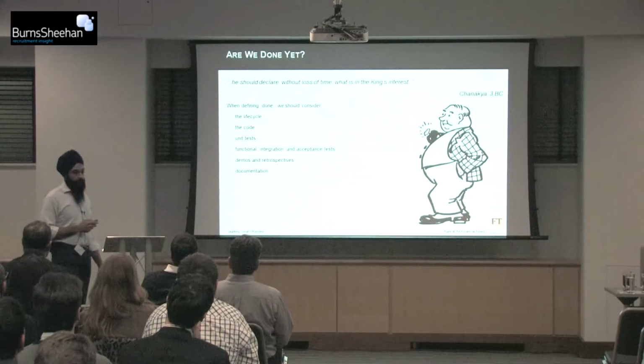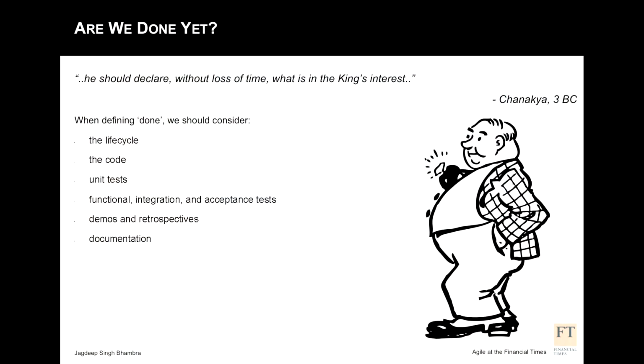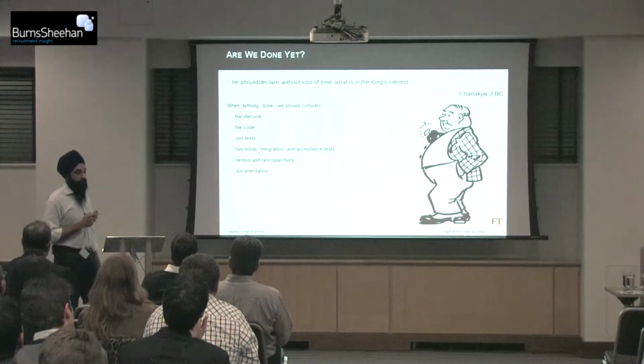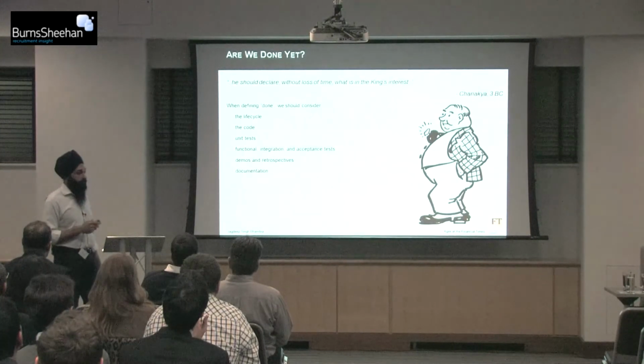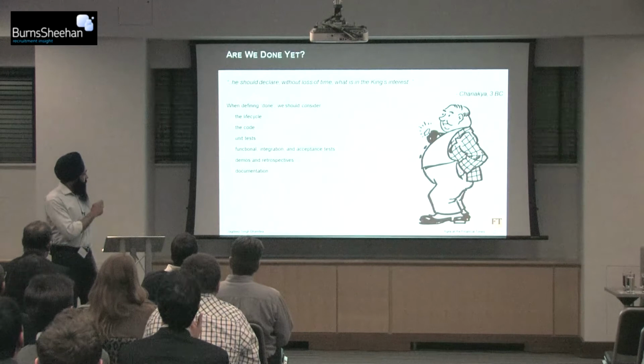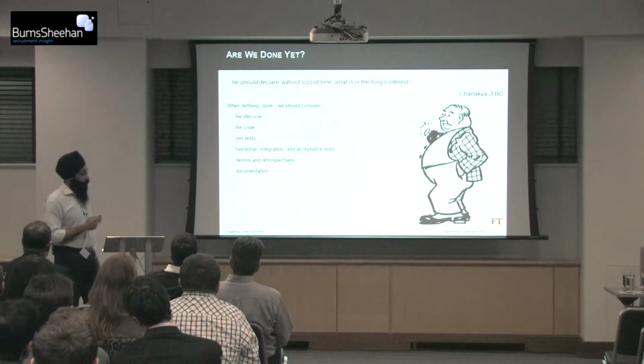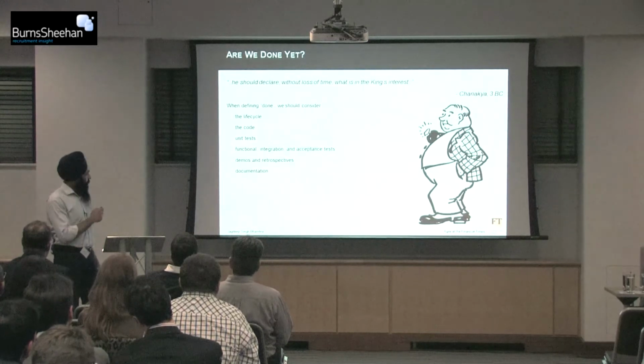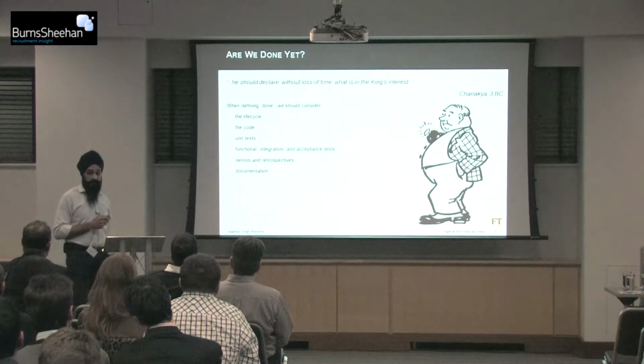A key question here, when it comes to the world of Agile, or the world of delivery, is what is done? Done actually varies in the FT depending on the project you're dealing in, so there's no one defined way of considering it done. Part of the things we need to consider, the lifecycle, the code, the way the unit tests are done. And a key thing we also have is demos and retrospectives.